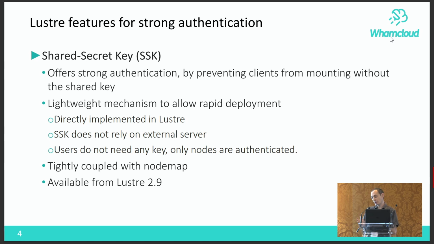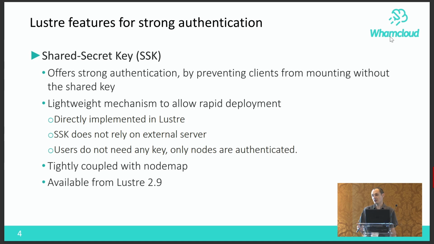So we still want, of course, good performance, but we also need to comply with some security requirements. The first feature that you can use to implement that is a shared secret key. I really like this feature. It's very nice. As the name suggests, it relies on a key that is shared between the Lustre servers and the Lustre clients. Without the shared key, the client cannot mount Lustre. It's a very lightweight mechanism.